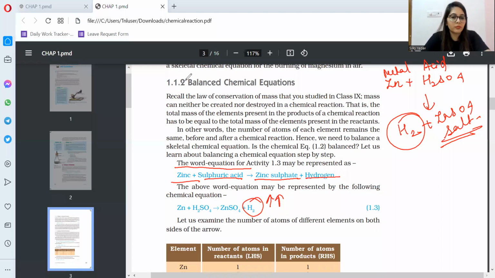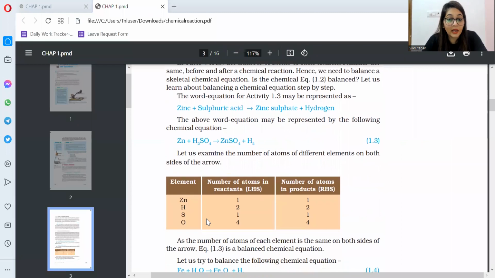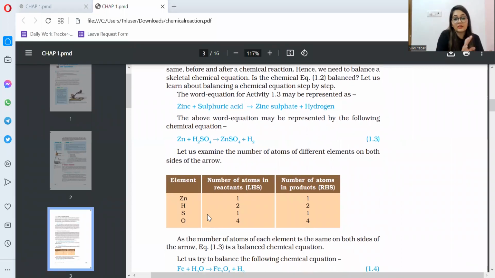So then you just have to balance it, because it may not be balanced. Just see if things on the reactant side and the product side are balanced or not. Let's see for this equation if it is balanced or not. One zinc balanced, H2 balanced, SO4 balanced. So that means this is already a balanced chemical equation. You don't need to balance it. It's already balanced, right?